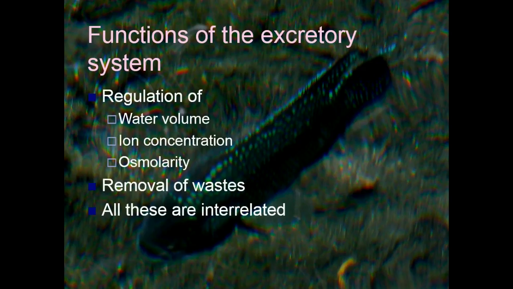Now we're going to see that all of these are interrelated. So water volume does depend on ion concentration. Osmolarity depends on ion concentration and the concentration of certain waste products. So all of these in many ways are related.